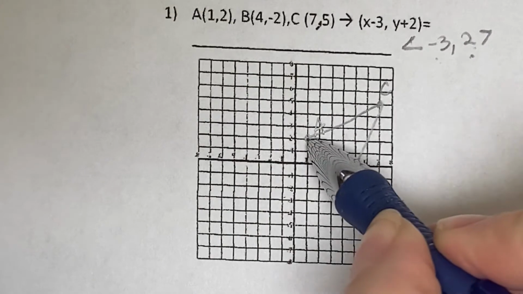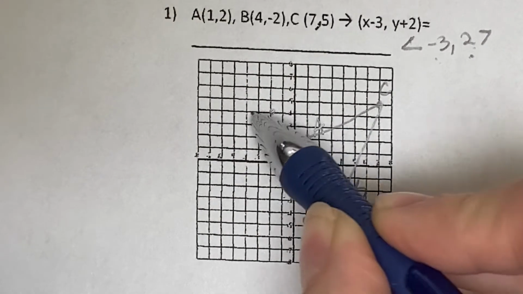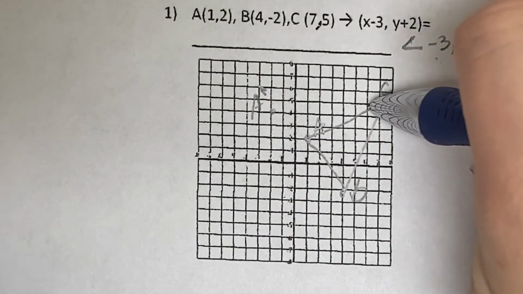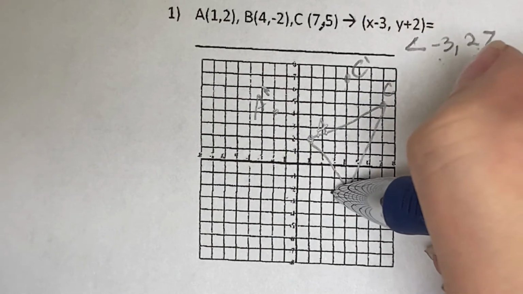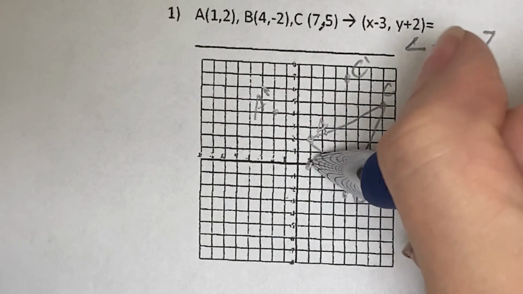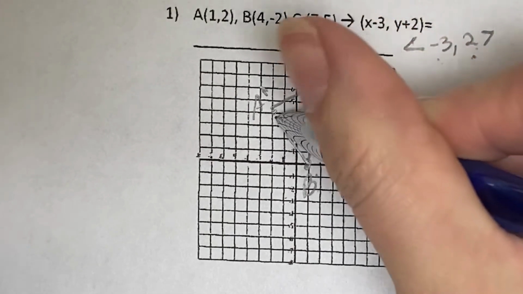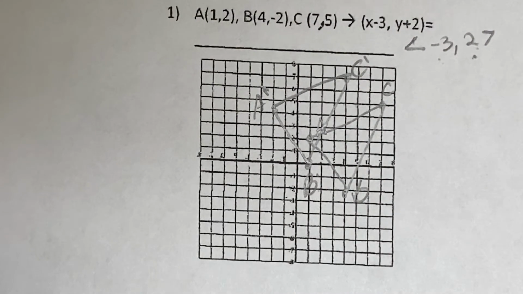I'm going to take each point. It doesn't matter which point you start with. Go 1, 2, 3, 1, 2. And this would be A prime. You put the little prime mark, lets me know that that's your second shape. C prime and B prime. If it crosses itself, that's fine. That'll happen sometimes.